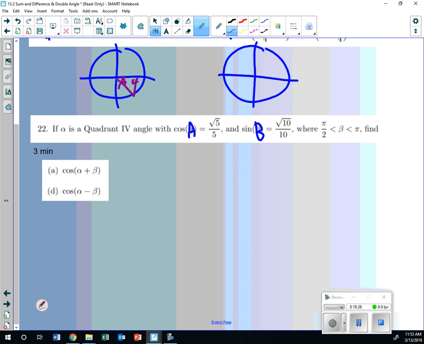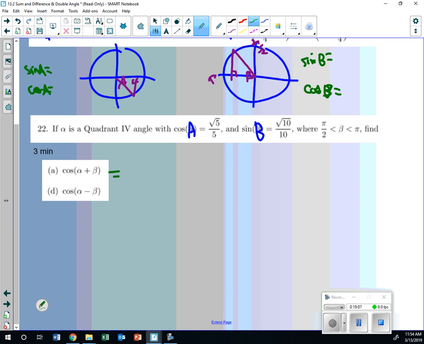And then the second one, between pi over 2 and pi, which quadrant is that? 1, 2, 3, or 4? Here's pi over 2. Here's pi. So which quadrant? 2. So this is going to be your beta. Okay? So then you fill out the triangles, and then don't forget to write sine of A, cosine of A, sine of B, cosine of B.